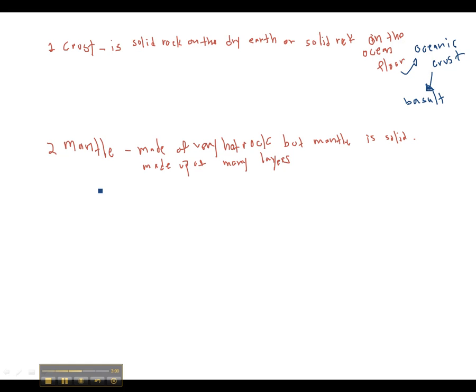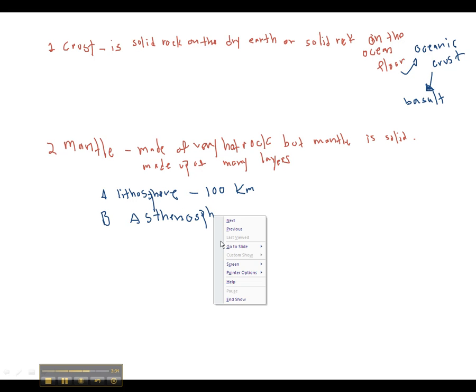The outermost layer of the mantle is the lithosphere. We talked about this. The lithosphere is the outermost layer, and lithos means stone in Greek, and it's about 100 kilometers thick. The next layer of the Earth is the asthenosphere. I almost couldn't say that, but it's the asthenosphere.